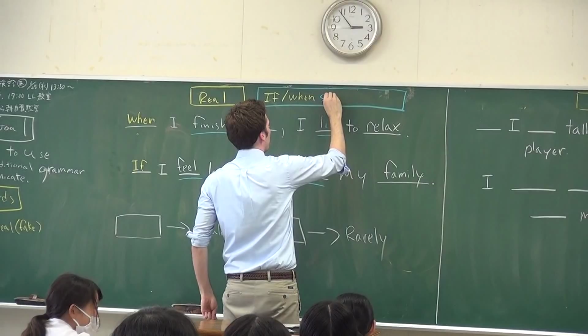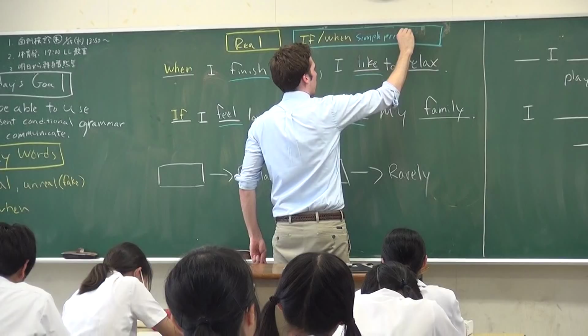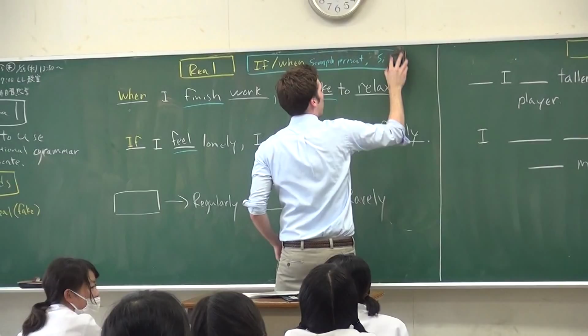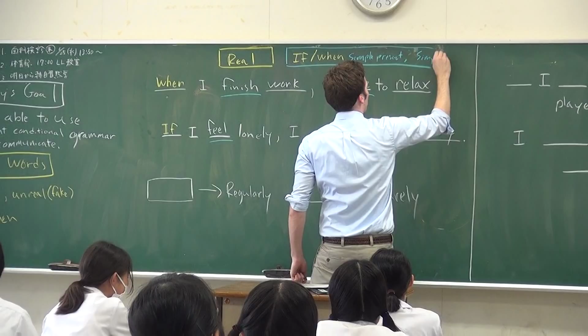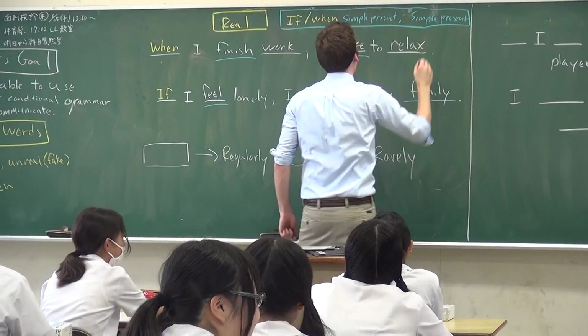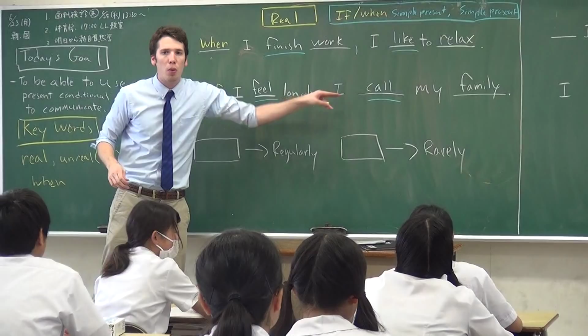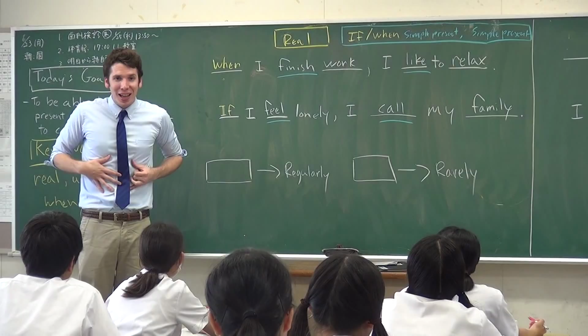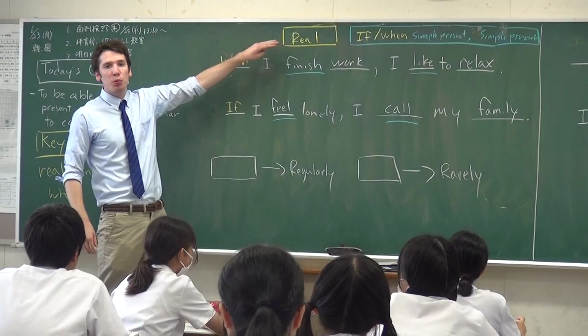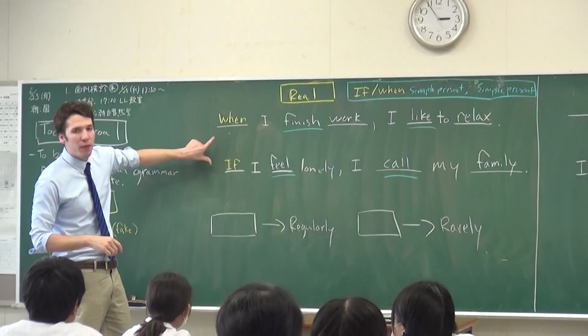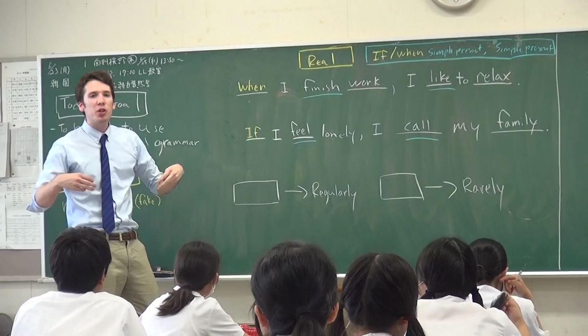So the sample grammar would look something like this. If or when, and then a statement in simple present, and then simple present. So when I finish work, I like to relax. If I feel lonely, I call my family. So another one: when I'm hungry, I eat food, you know? So it's something that's real. It's something that will happen.